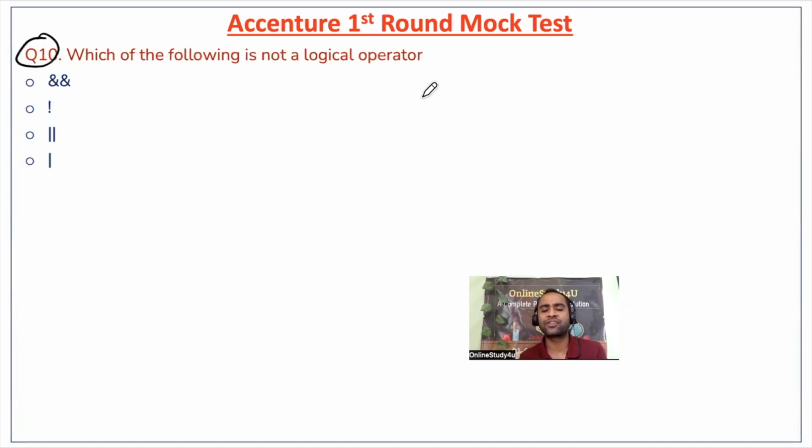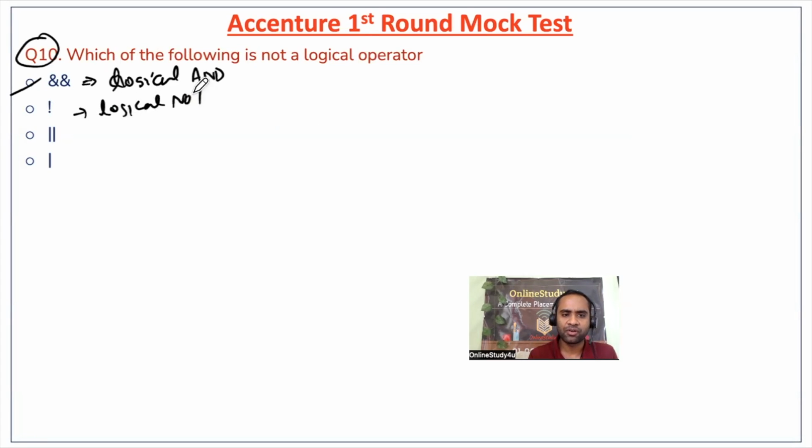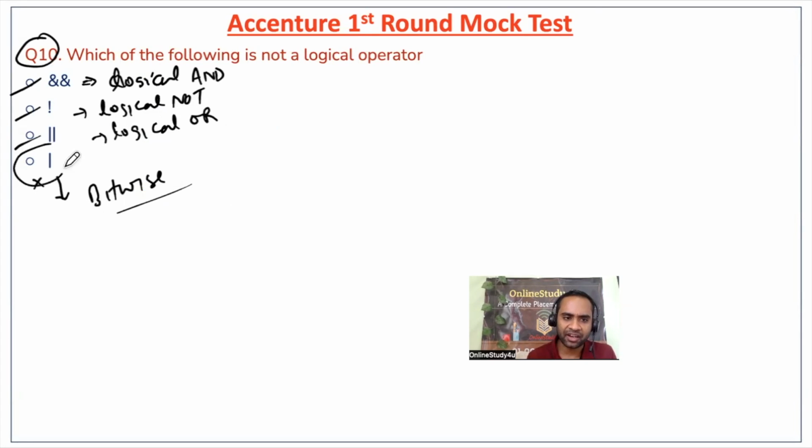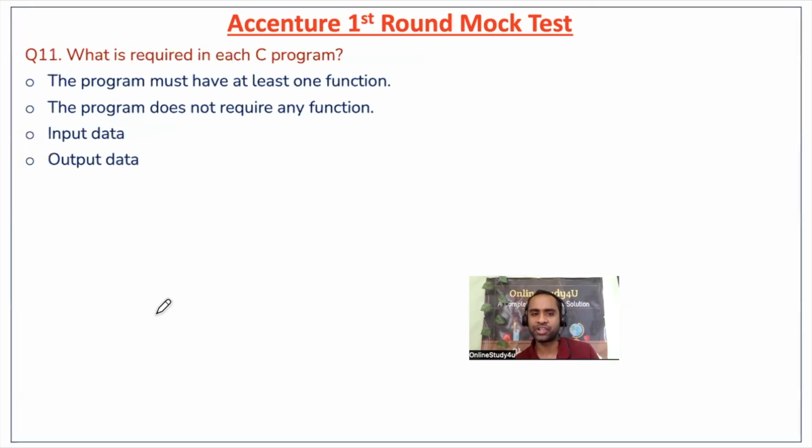Which of the following is not a logical operator? Friends, see, this is logical and. This is nothing but a logical operator. This is logical not, so this is also a logical operator, and this is logical or, right? This is also a logical operator. And then definitely this last one, because this is nothing but a bitwise operator, is not a logical operator, right?